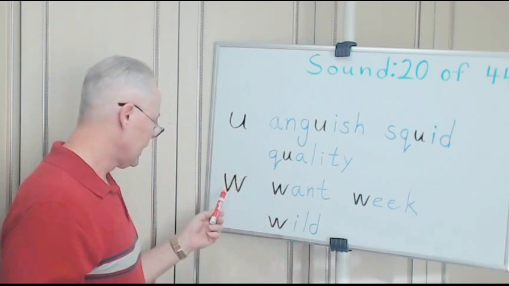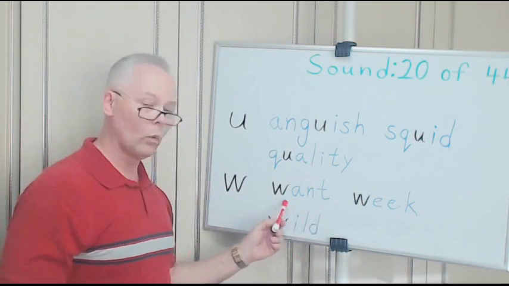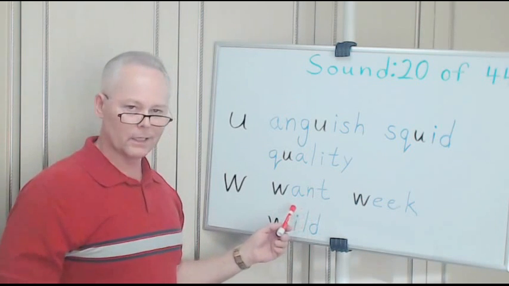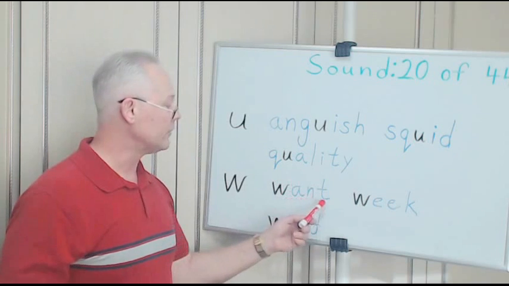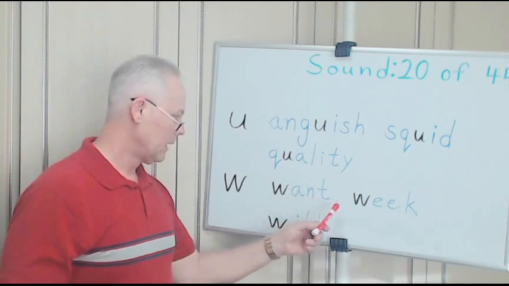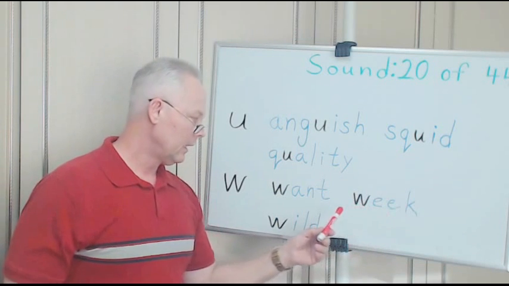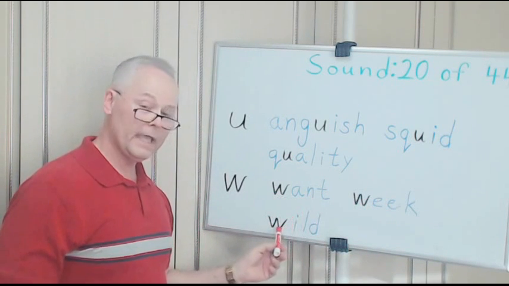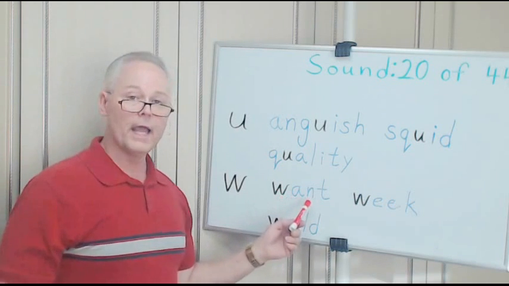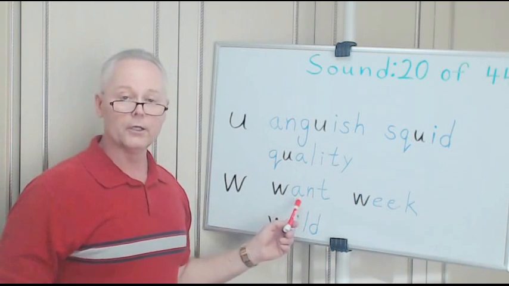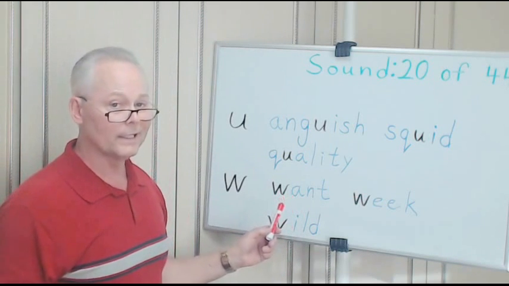Quality. W, we go with want. Now, want looks like it'd be A-N-T, ant. No. Aunt, want. Weak. Okay. Wild. So, perhaps you want to buy a new car when you get the raise that you've been wanting to get.